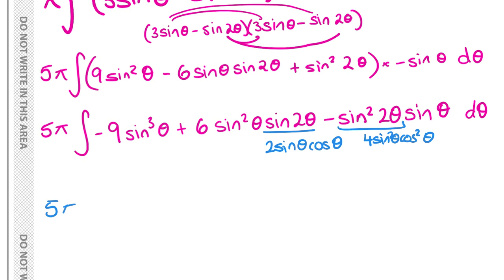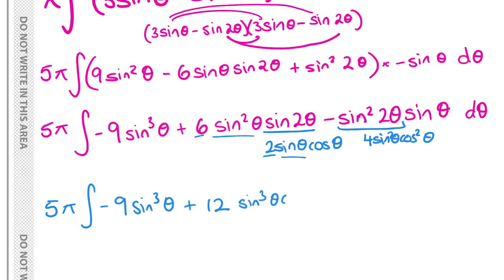Okay, so we're going to get 5 pi integral minus 9 sine cubed theta plus 6 times 2, 12 sine squared theta, so I'm going to get sine cubed theta cos theta.